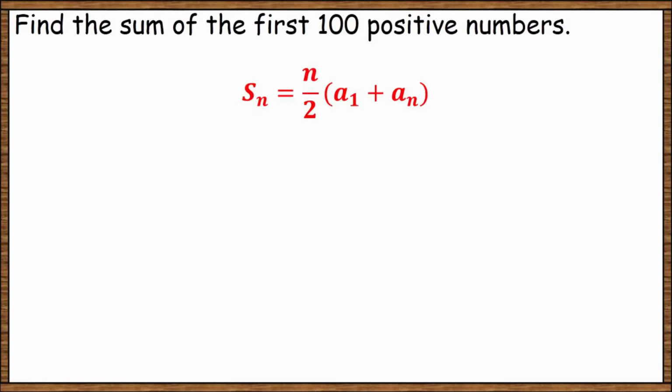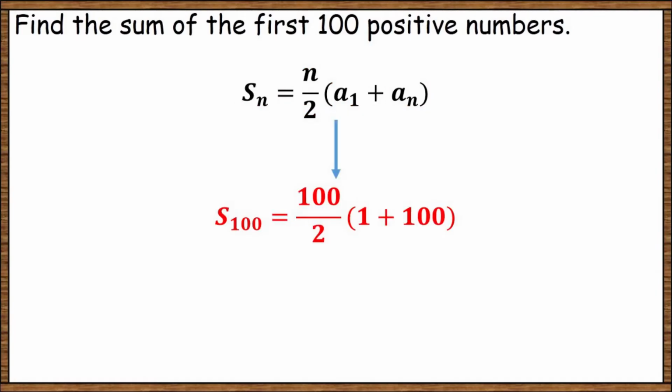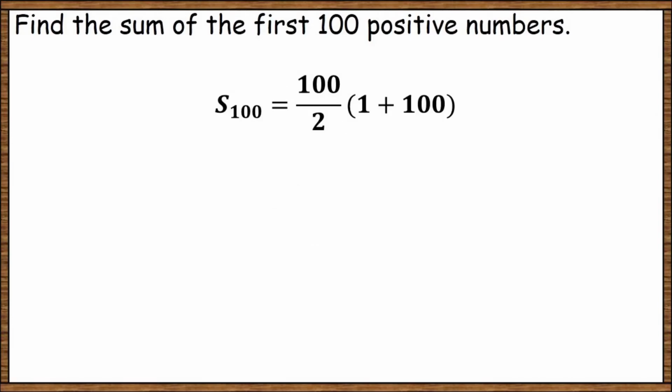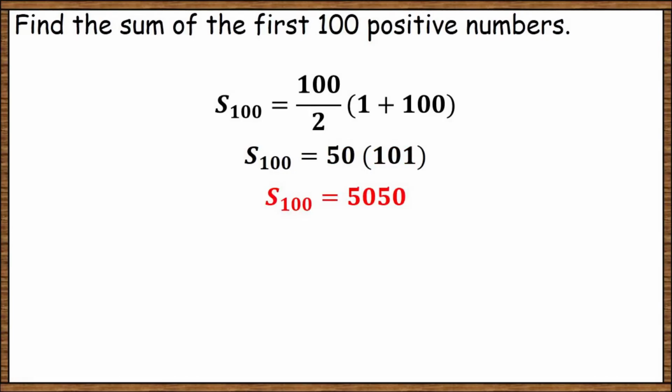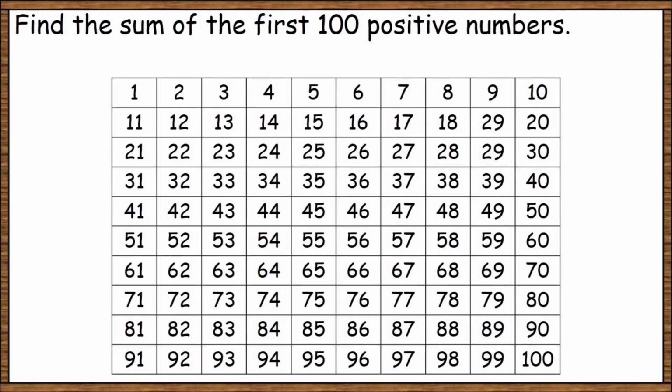Subukan naman natin ang formula na gumagamit ng nth term. I-substitute na ulit natin ang mga given. S sub 100 is equal to 100 over 2 times the quantity 1 plus 100. Mag-solve na tayo. S sub 100 is equal to 50 times 101. S sub 100 is equal to 5,050. Pakitandaan ang formula ng arithmetic series. Imagine kung nakalimutan mo ang formula at mag-a-add ka ng ganito kadami.